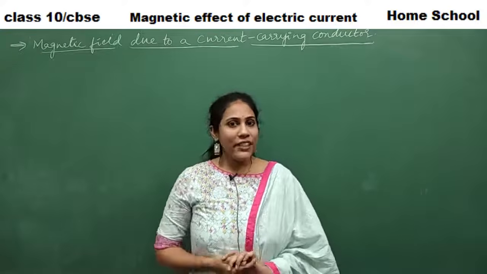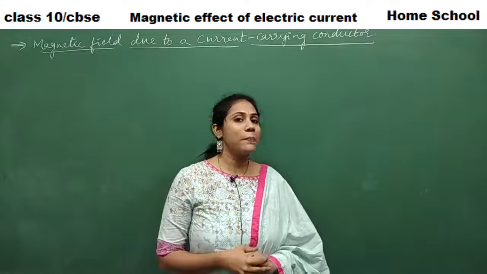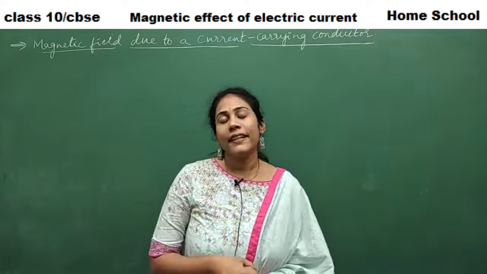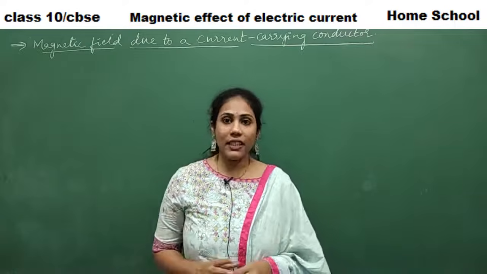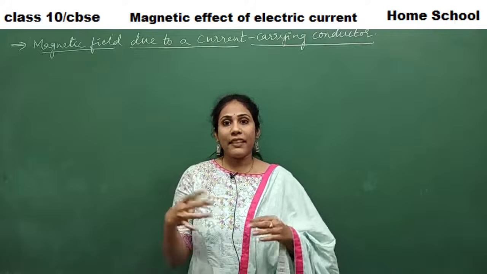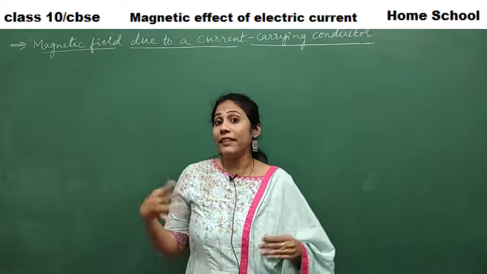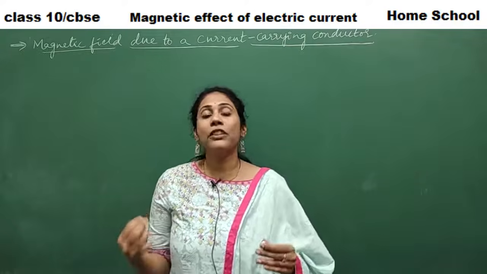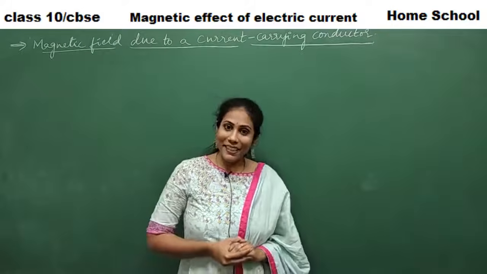So this is our second video. In our first video, we discussed every basic aspect about a magnet and what we mean by the magnetic effect of electric current, and how we got to know that there is a magnetic field when current was flowing in a conductor, and we spoke about magnetic field lines and everything, right?